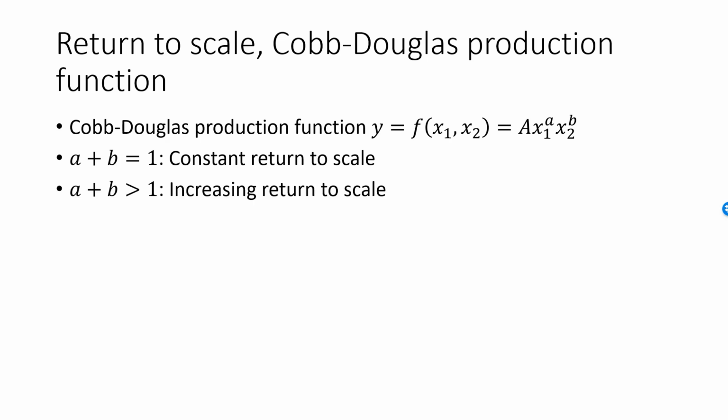If a plus b is greater than 1, then we have an increasing return to scale. And if a plus b is less than 1, then the production process displays decreasing return to scale.